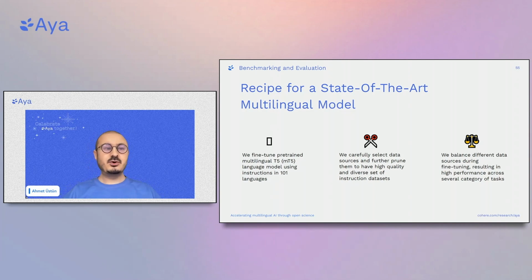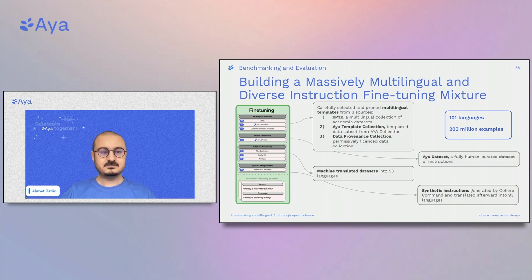Here, our starting point was multilingual T5, which is a language model that is pre-trained on 101 languages, but it is not an instruct model. So to be able to build an instruction following multilingual model, we carefully picked multiple data sources and even further filtered them to have a high quality and diverse set of instructions. And after that, we also balanced these different data sources to have a high performance on different task categories in many languages.